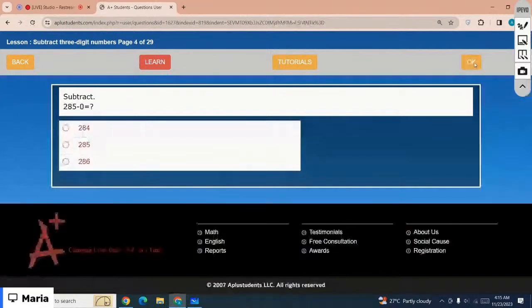Okay, the next one is 285 minus 0. So, which is the correct option? 285 minus 0 equals, subtracting 0 means the number stays the same. So 285 minus 0 is, yes, that is 285. The number stays the same.